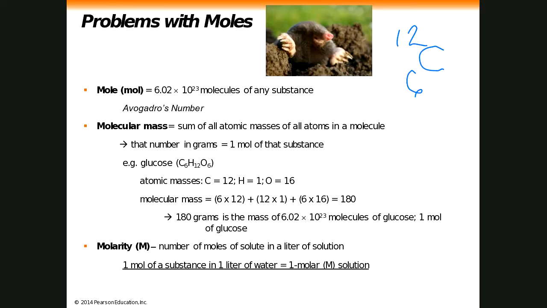Carbon weighs 12, because carbon has 6 protons that each weigh 1, and carbon-12 has 6 neutrons, and like I said, we're ignoring the electrons. So the number in the upper left is the atomic mass, taking all that into consideration.